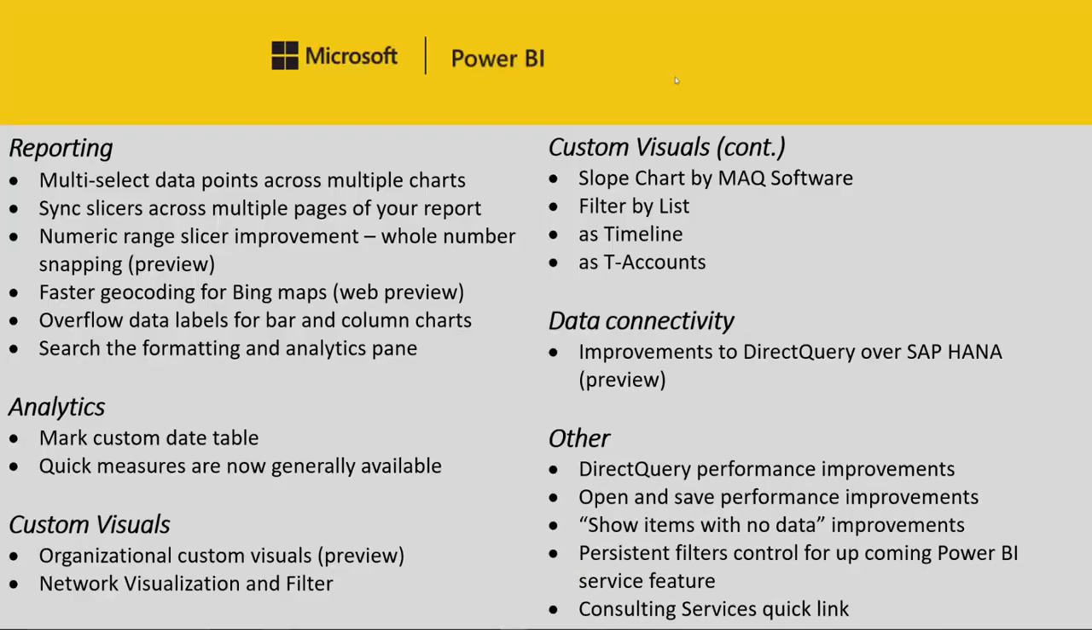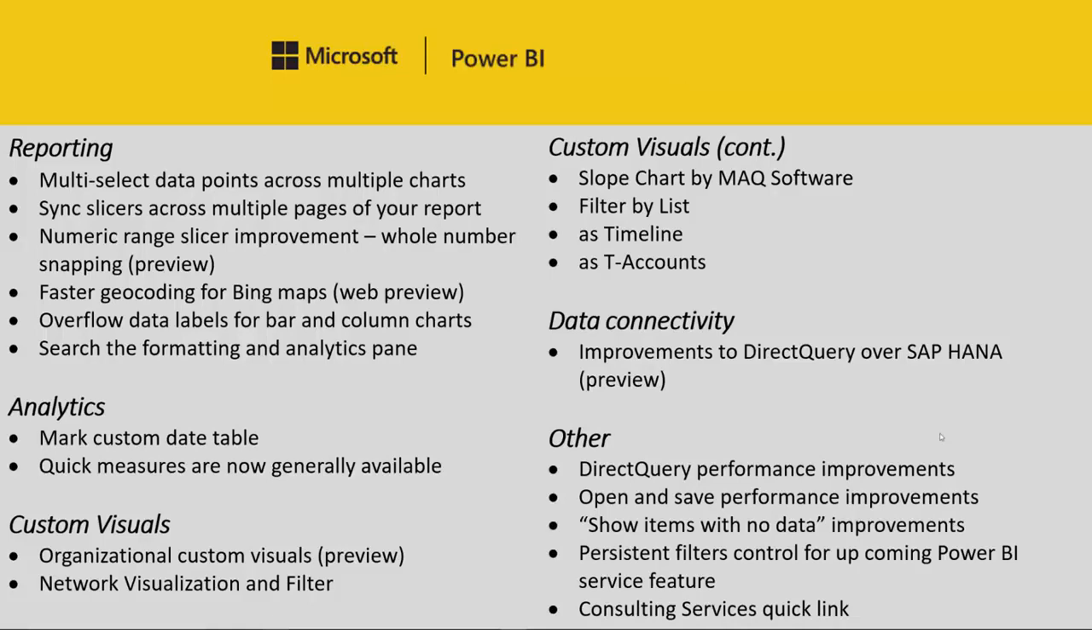Third on our list is an improvement to our numeric range slicer that is currently in preview. If you're using that, you may have noticed that if you're putting a whole number into that slicer, it can sometimes show decimal places in the numerical input boxes if you're just dragging the sliders, even though you have it marked as a whole number. So we've improved that. If you're using a whole number field, it will always snap to those whole numbers in the slicer.